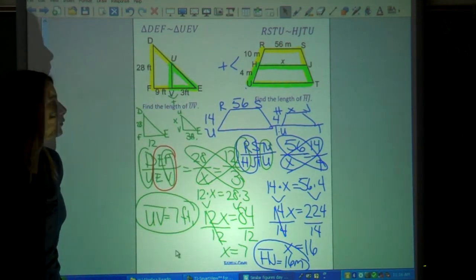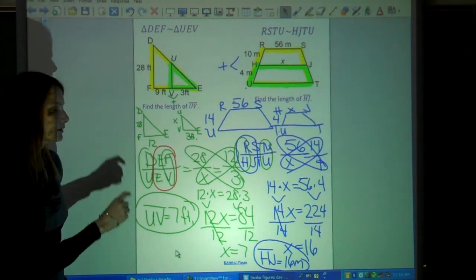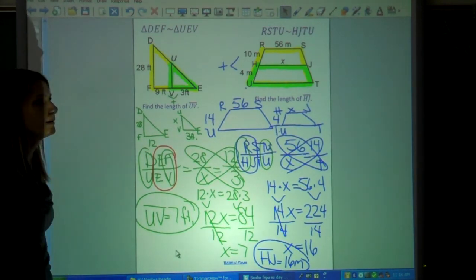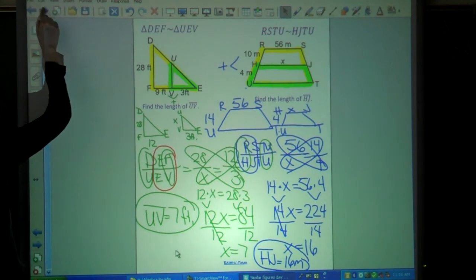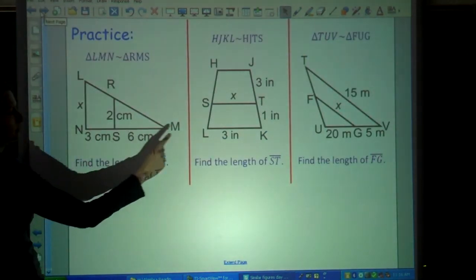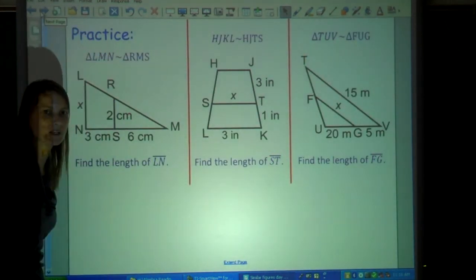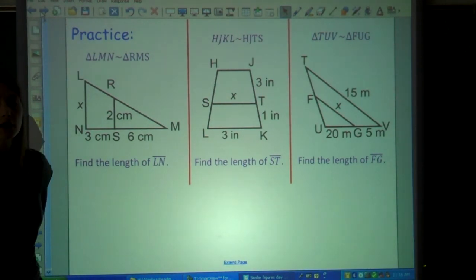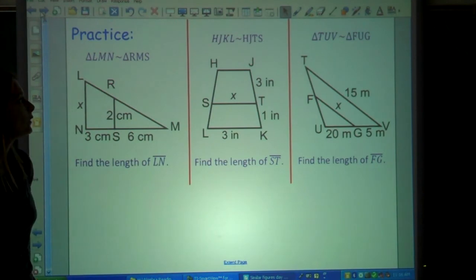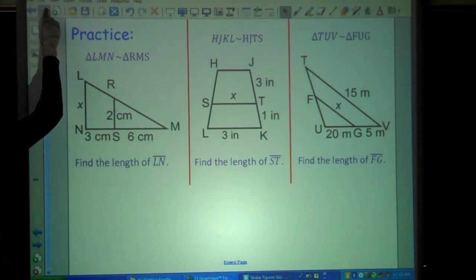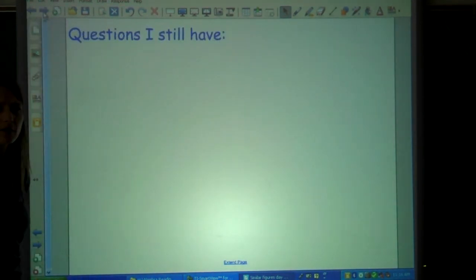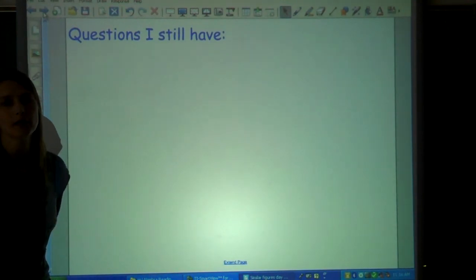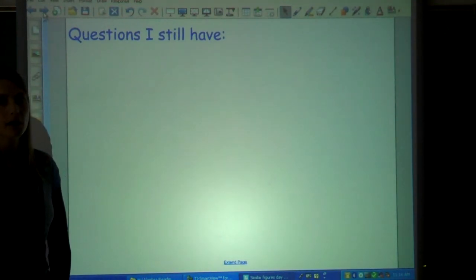If you need to, rewind back to follow along with me. I want you to do on your paper three similar problems like I just did. If you need to go back and watch how I did the other ones, you may. And when you are finished, any questions that you may have, please write them down, and when you come in tomorrow, we'll share them and discuss them.